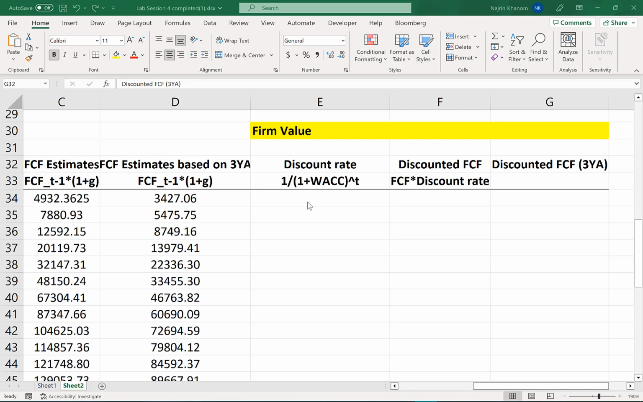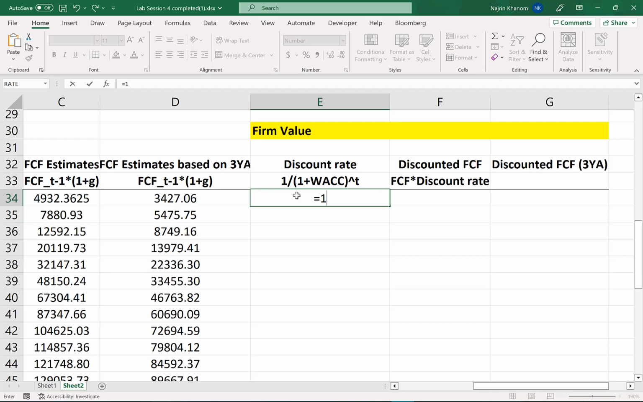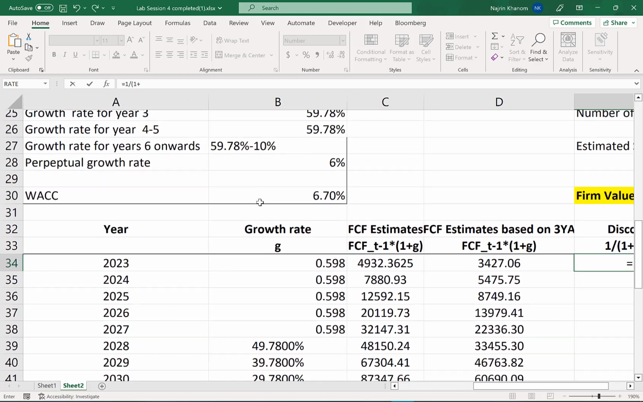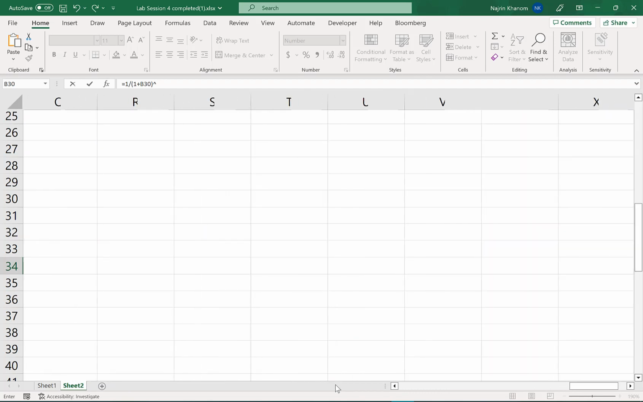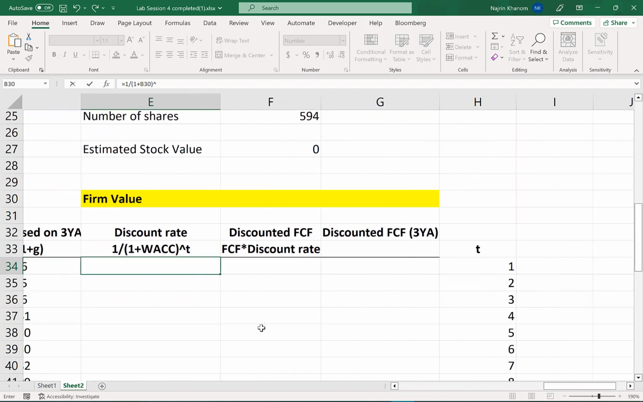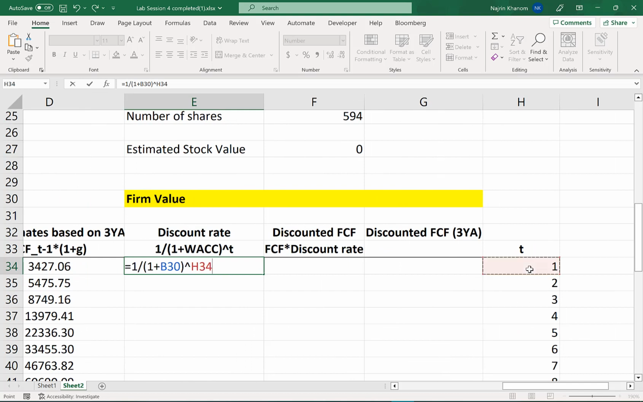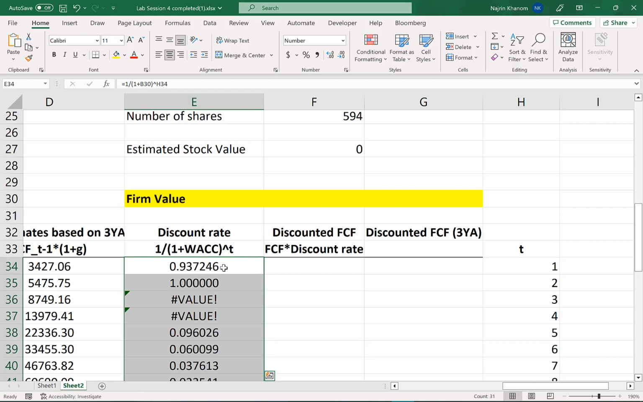We will start where we left off in class. We were calculating the discount factor. So that is equal to 1 over 1 plus the weighted average cost of capital, which we currently have at 6.7%, to the power of t. Oh, sorry, to the power of t. Okay, let's get this for all the ones.